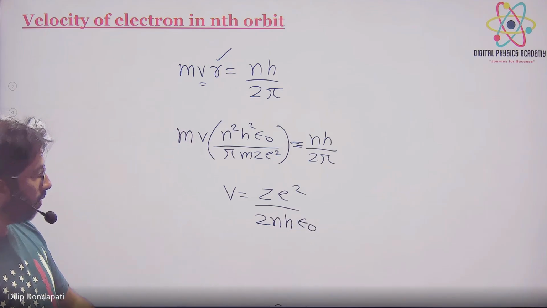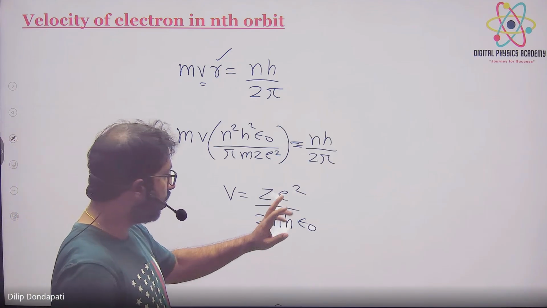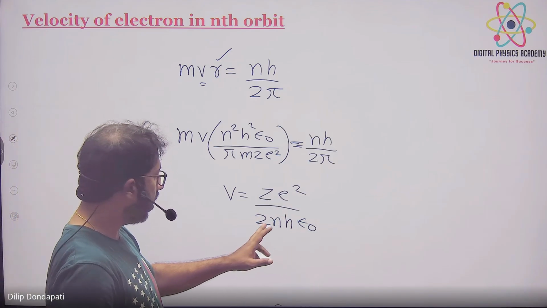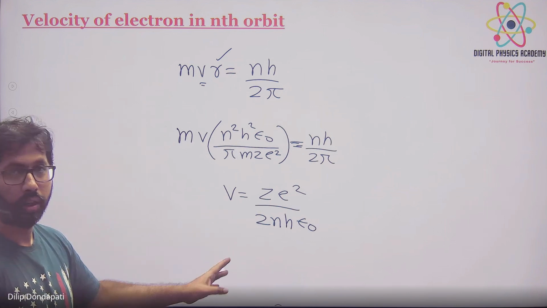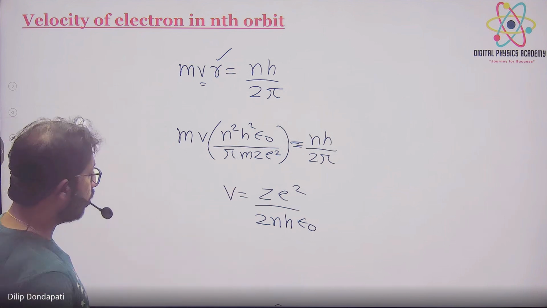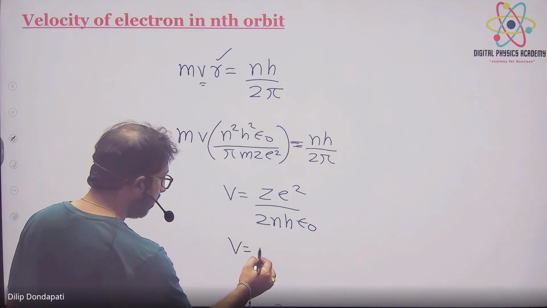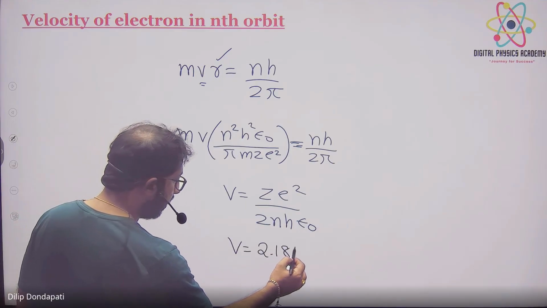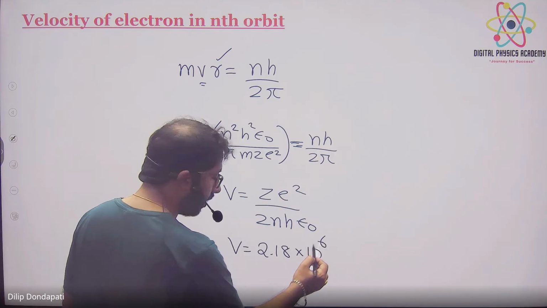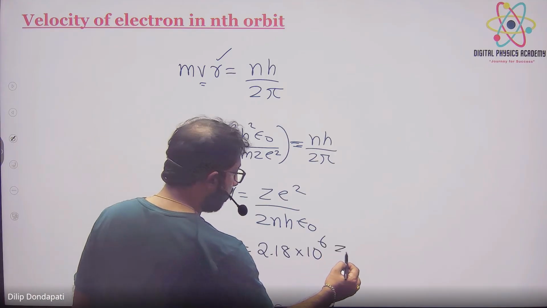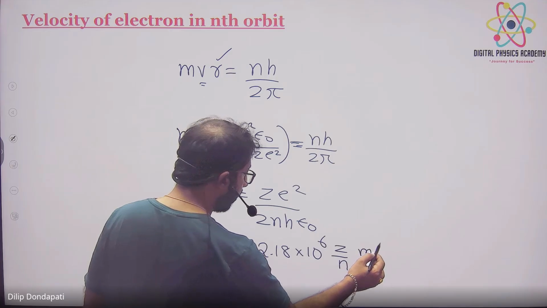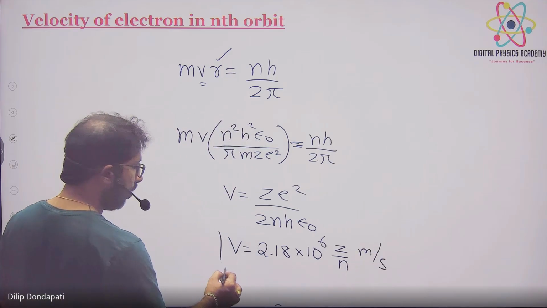Right? In this way, what are the things you know? Values. E value you know, epsilon value you know, h value you know, n value you know, 2 value you know, right? So therefore, if you simplify further, you'll get as 2.18 into 10 power of 6 into Z by n meters per second. This is a formula to remember.